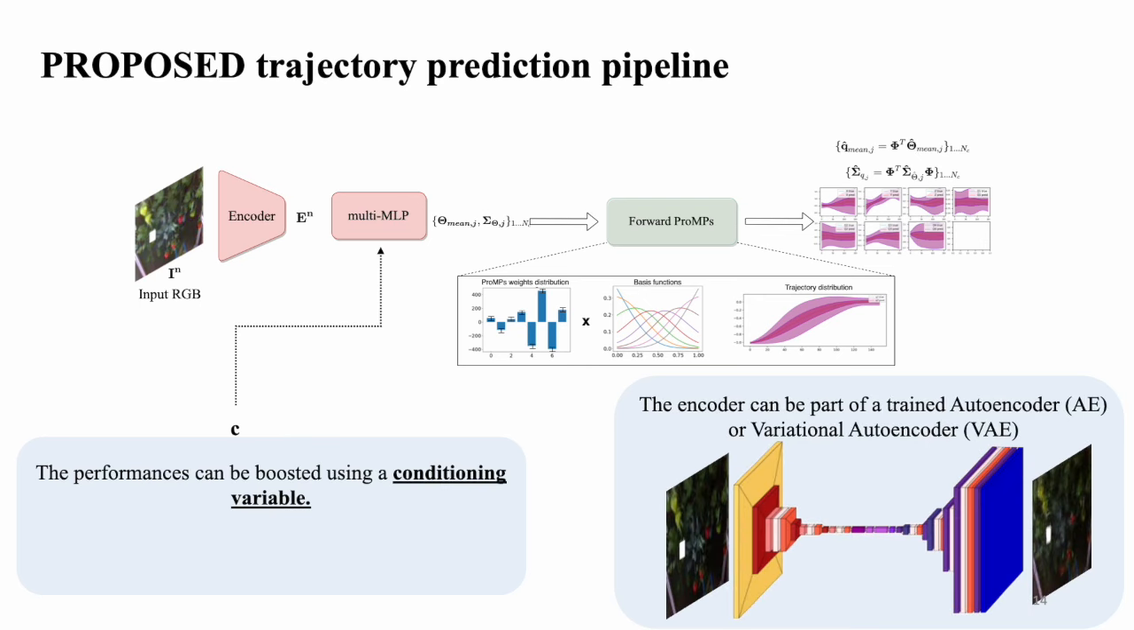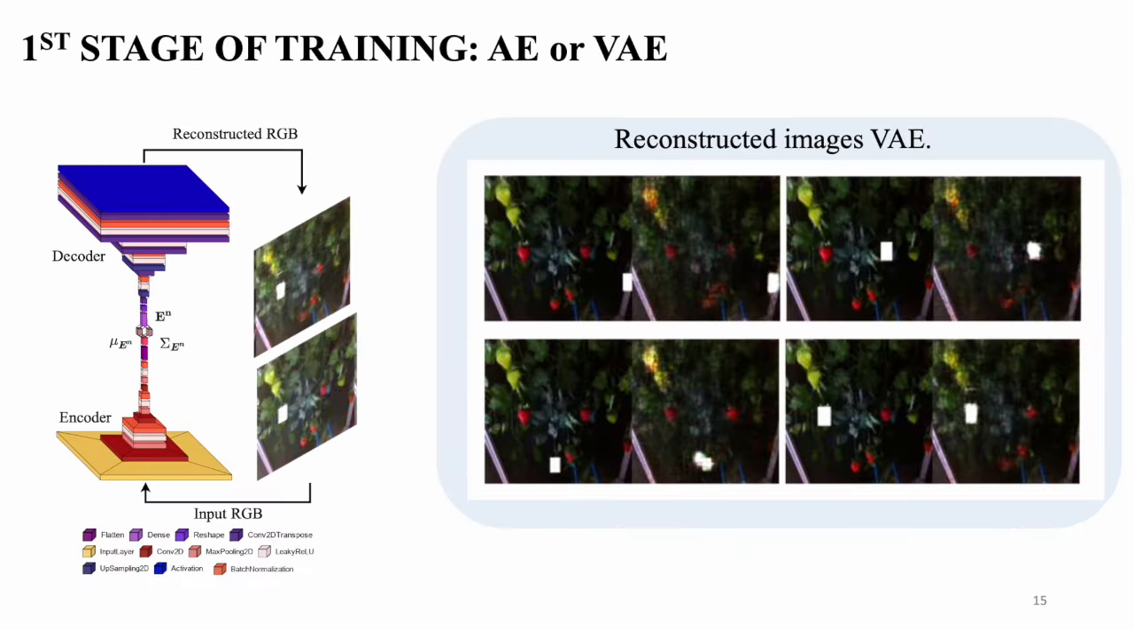As you see, we have an autoencoder extracting features from our image, and then we have the multi-layer perceptron and conditional, let's say, variational autoencoders, which maps the low dimension feature vectors, or the visual information, to the weights, and then we generate the distribution of the trajectories. So this is the first stage of our training.